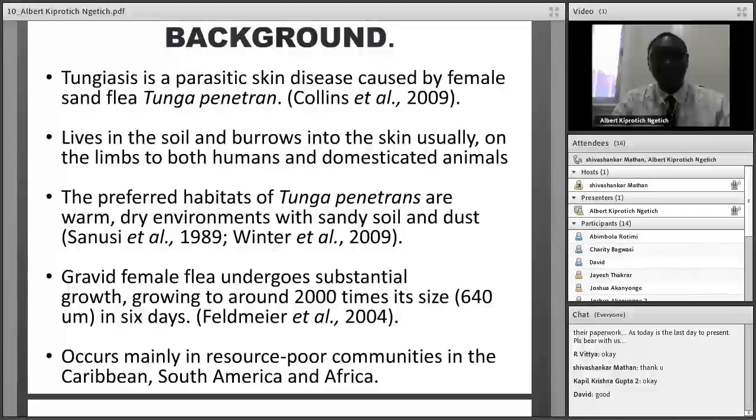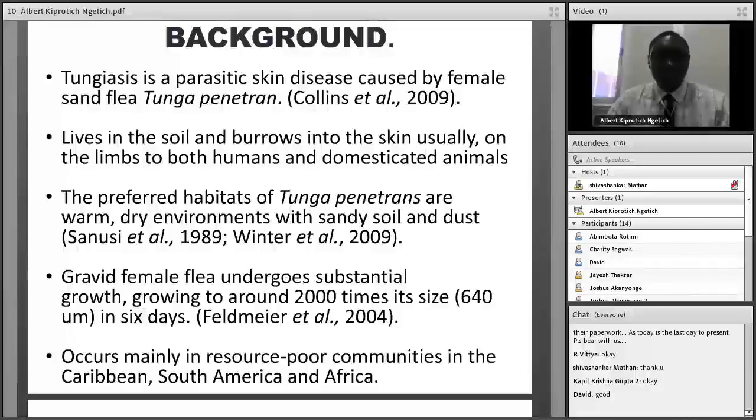Communities in South America and Africa as well. In some populations, the prevalence could be as high as 50%, and it is not regarded as a threat to health in various areas across the globe.